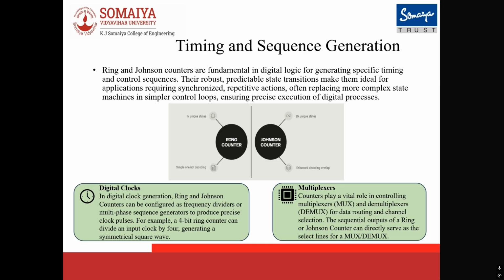A 4-bit ring counter can divide a clock frequency by 4, generating a clean square wave. In multiplexers and demultiplexers, these counters can provide select lines that control which input or output channel is active at any given time. Thus, they are the backbone for timing, synchronization, and digital signal routing.